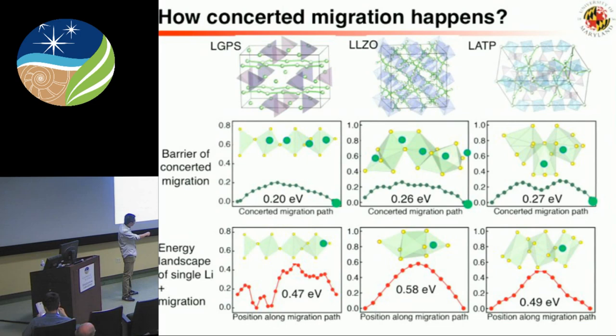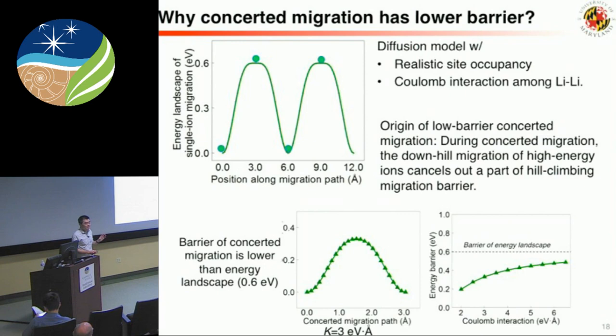For example, in garnet, they move here, and that's the barrier. This is a tetrahedral site and this is an octahedral site. As you can see above, this octahedral site is actually occupied. The same thing goes for NASICON. When this lithium moves from here to here, this is also a site and it's also occupied. So we give it a more realistic site occupancy. And because lithium ions each carry one charge, they interact strongly, so we also add Coulomb interaction.